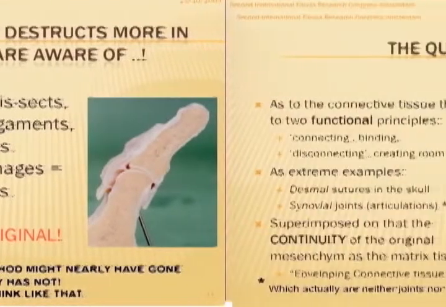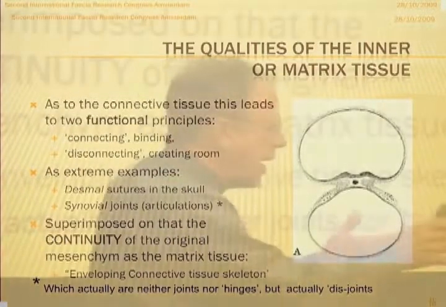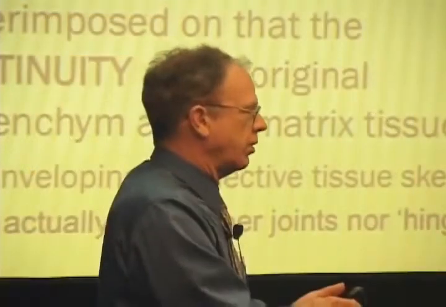So let's continue. The dissection changes the way in which you think about things. And the dissection is done by someone who has a particular vested interest in what he or she is going to show you. The connective tissue forms two basic functions. If you go back to the embryology, you can see that. It connects and it disconnects.